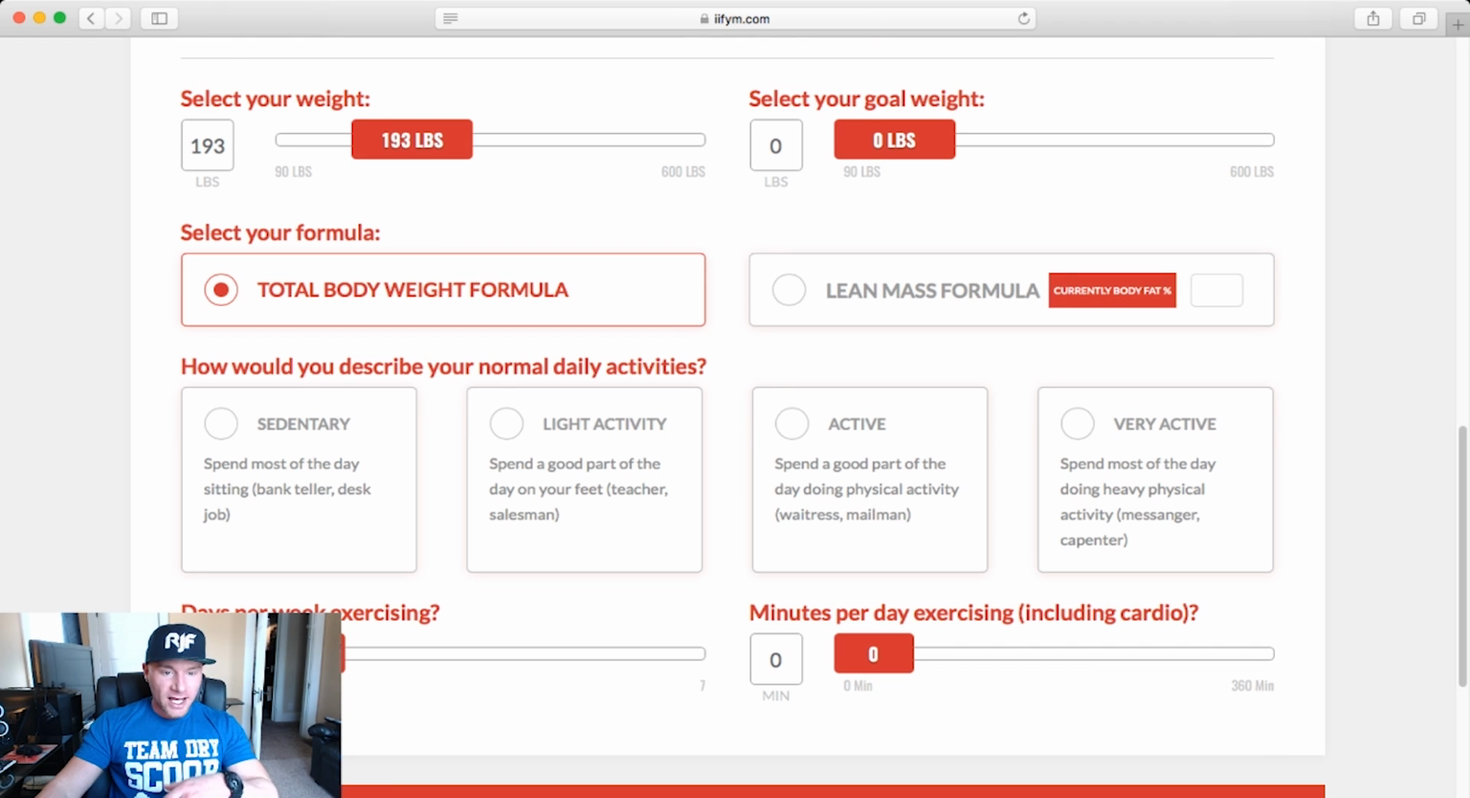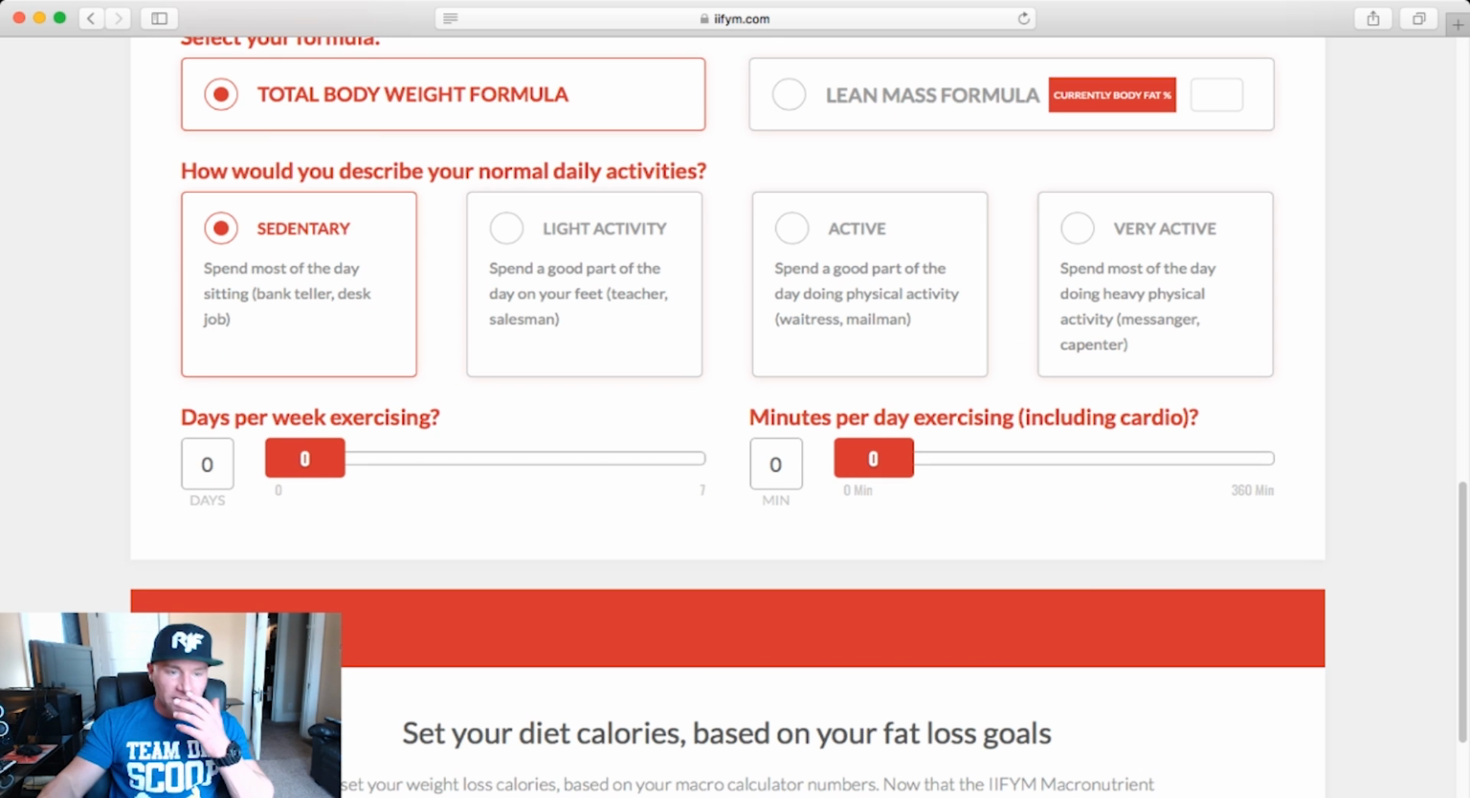And we're going to choose daily normal activity. So I'm going to say that I am sedentary. Now you want to look at here, right? You have your sedentary, lightly active, active, very active.